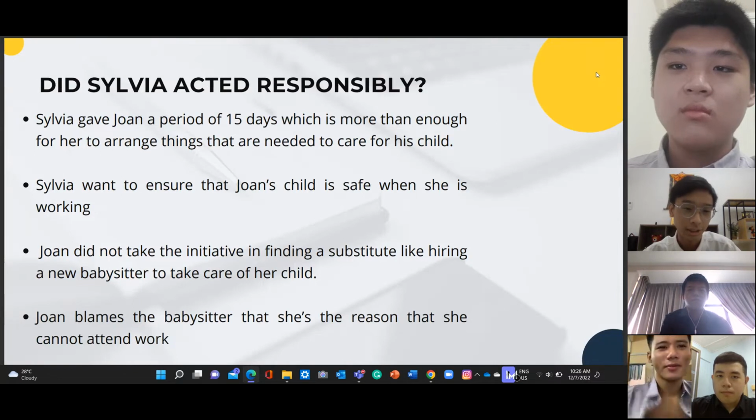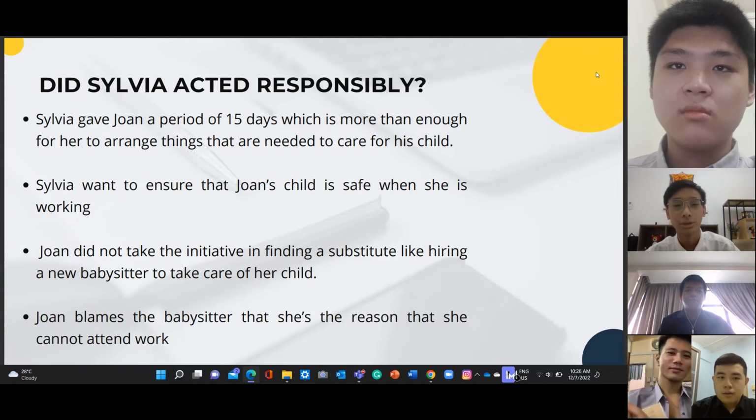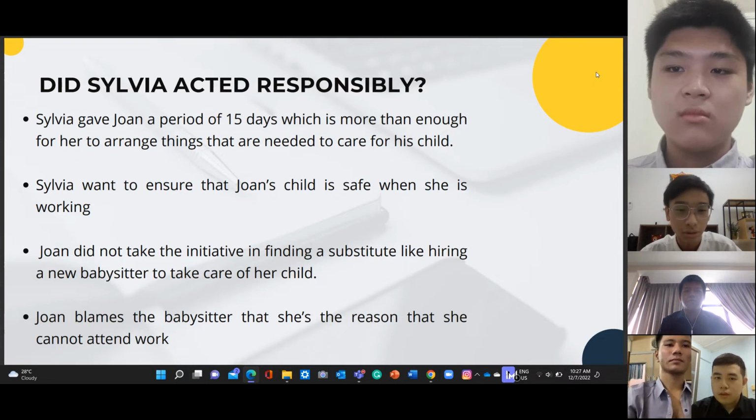Okay, for the next question, did Sylvia act responsibly? Yes, as she has provided Joanne a 15 days period to manage all her stuff to ensure Joanne's child's safety while she is working. The care theory of Gilligan's ethics is clearly shown in this question to show Sylvia's care towards Joanne's child. However, Joanne did not use the 15 days period given efficiently and effectively to find a new babysitter or even consider sending her child to daycare. Instead, Joanne blames the babysitter as the reason that she cannot attend work.